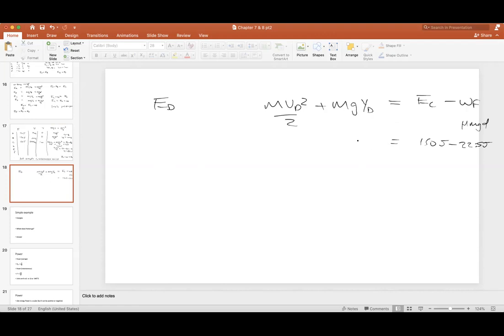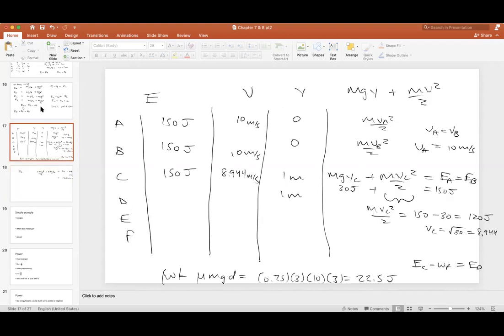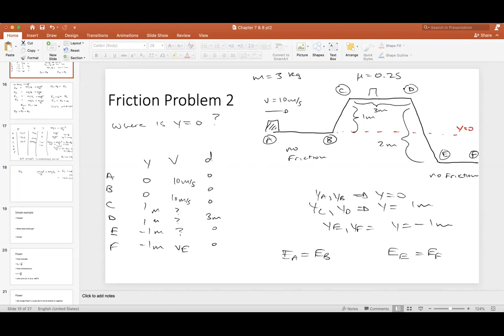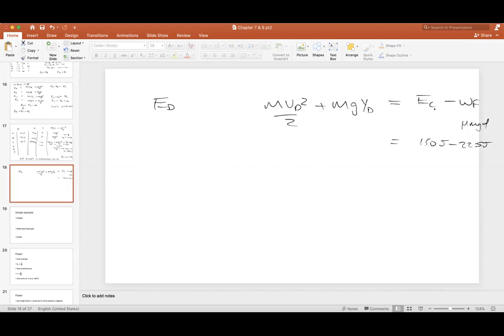And so we know what this has to equal. What was Y at D? Well, Y at D was still 1 meter, right? C and D were both 1 meter high. So we know that this is 3 times 10 times 1, and this is 30 joules. And that just leaves us with 3/2 times vD squared. To find vD, move that over. I get 52.5, so what is 150 minus 52.5? I get 97.5 joules. So 3/2 vD squared is 97.5 joules.